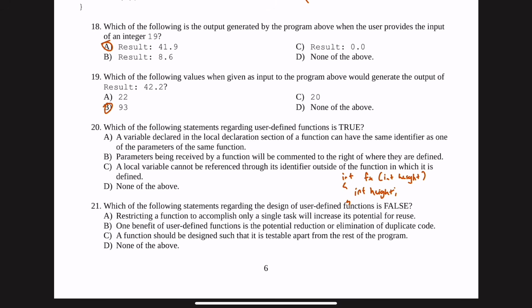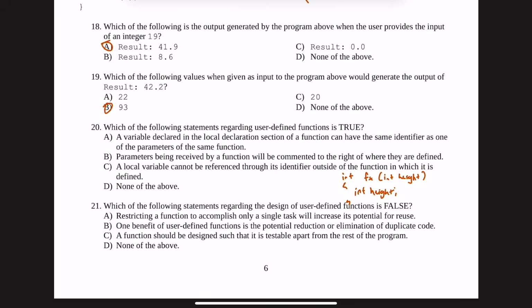B, parameters being received by a function will be commented to the right of which they are defined. So remember, parameters are things in that first line. Well, let's say we're given the height, the weight, the width, the length, all sorts of different parameters. We get a really long list. And that means you'd have a really long comment to the right because it's all in one line. That's why we use the function header. Remember, the function header has the name of the function, the parameters, the return type, and the description, right? So you're going to insert that above every user-defined function. So therefore, you don't comment it to the right. This is the alternative to make it more organized. So per course standards, B is going to be false.